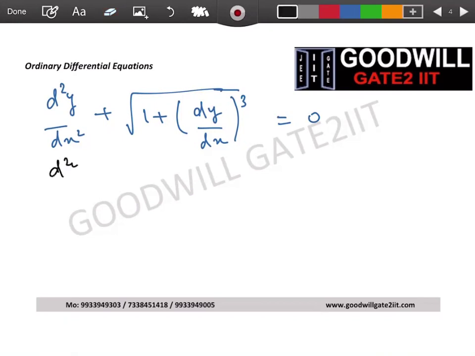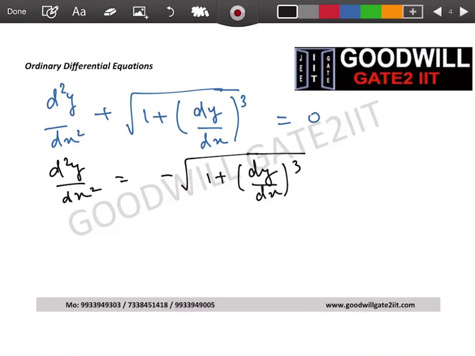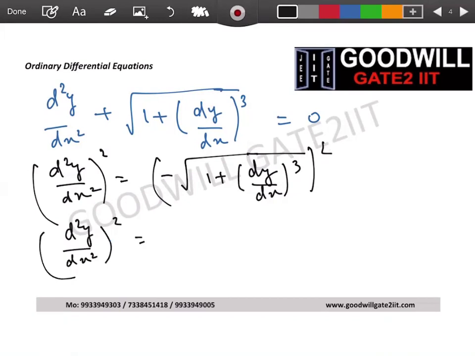So just simplifying it, taking it on the other side, it will be square root of 1 plus dy by dx whole cube. Now, I need to get rid of the square root sign. So I'm simply squaring on both the sides. So what do I get with that? D square y by dx square, the whole square is equal to 1 plus dy by dx cube.